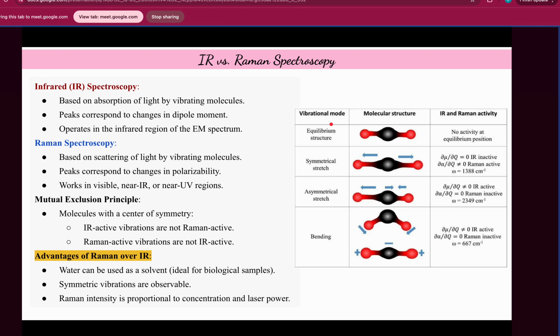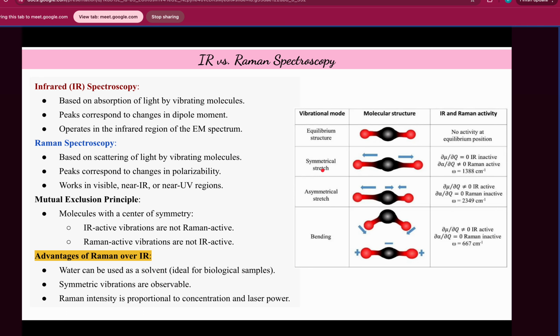So this is the example. These are the vibration modes. For example, this is the equilibrium structure. This is the molecule, and it is the equilibrium structure which is most stable. So there is no activity at equilibrium positions because it will not show any vibration. It is the most stable state, so it is Raman and IR inactive.